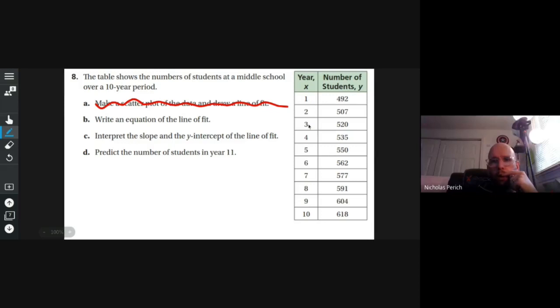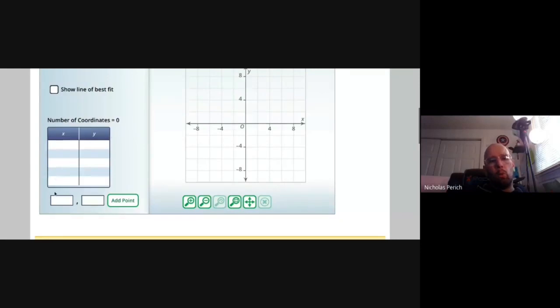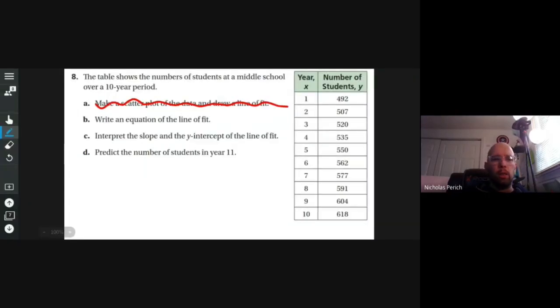1, 2, 3, 4, 5, 6, 7, 8, 9, 10. So the X's are always going to be right next to each other. 1 is 492, which is the number of the house I grew up on. So 1 is 492. 2 was 507. 3 was 520.